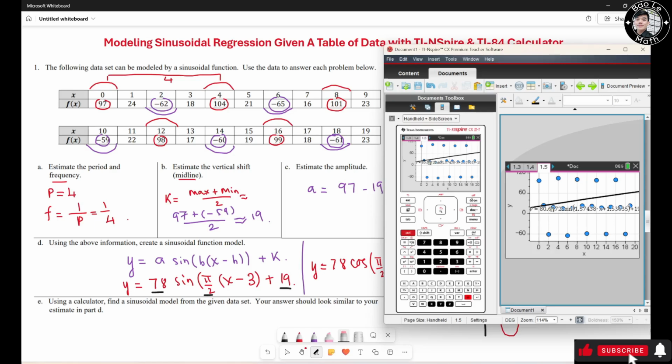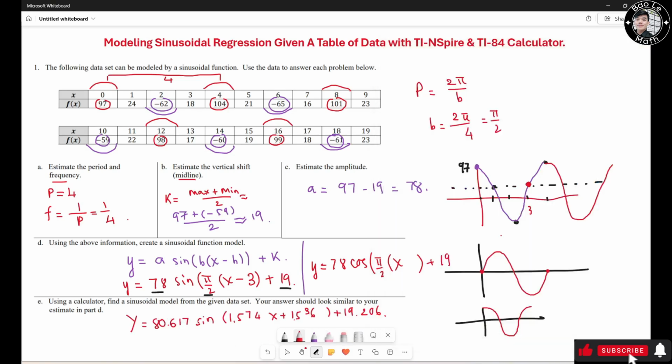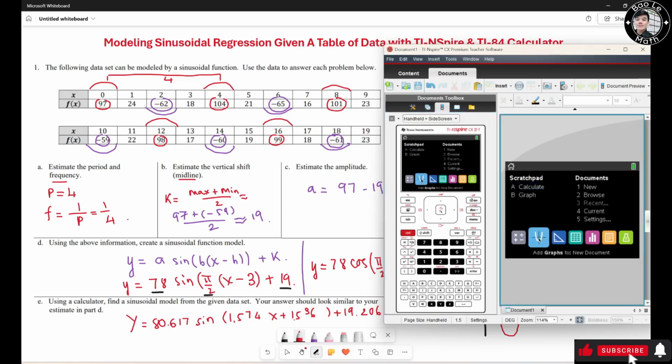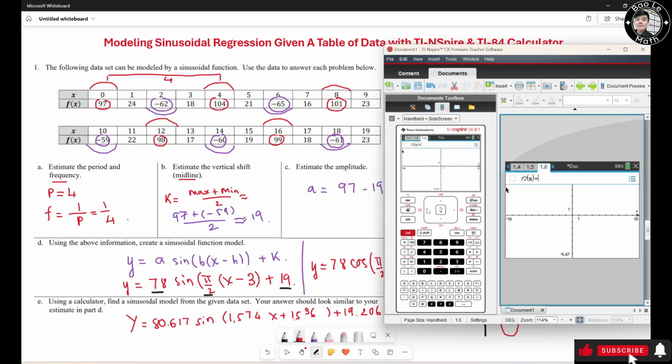Alright, and here's the equation. You will see that if you drag this one down, the equation is going to be right here. Alright, so this is the equation of the sinusoidal model. Now to see the graph clearly, we just hit right here, go to the home screen and hit the graph right here.